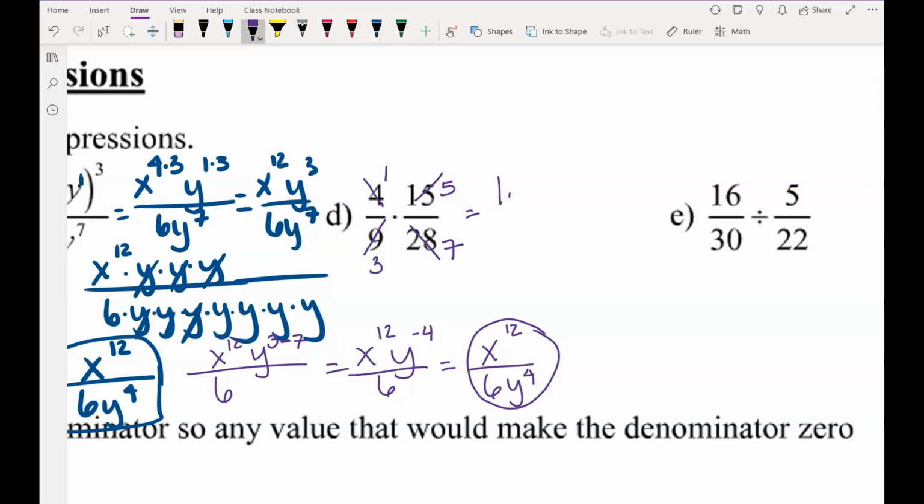So here's what we have. We have 1 times 5 all over 3 times 7. This will give us 5 over 21. And box that up.